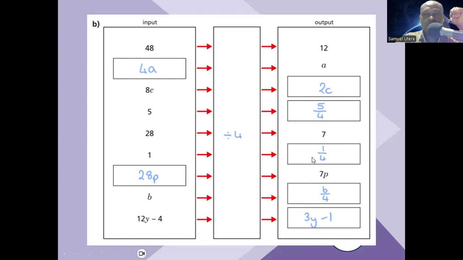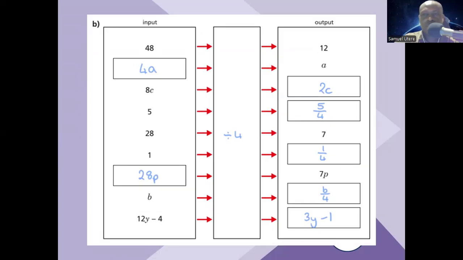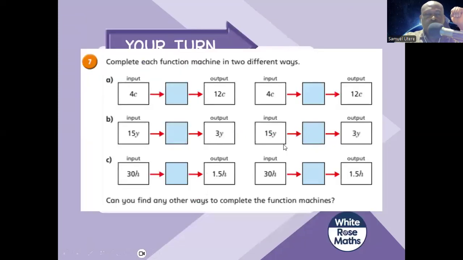And this is for C. Okay, so C is there. You can see it there. All right. This is for question 7. You can pause and do this.